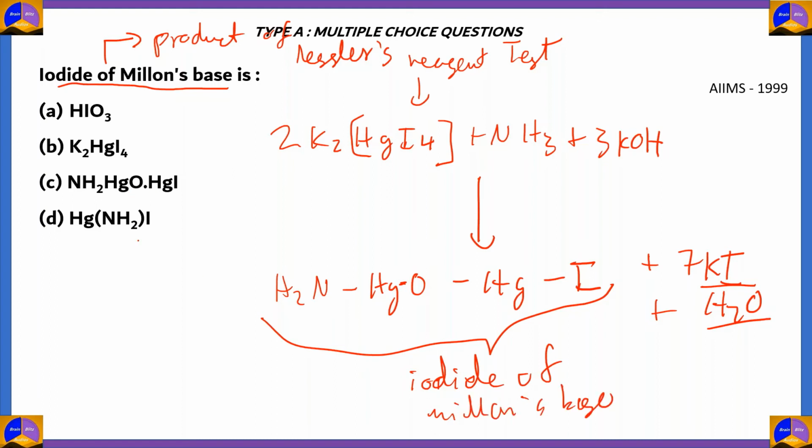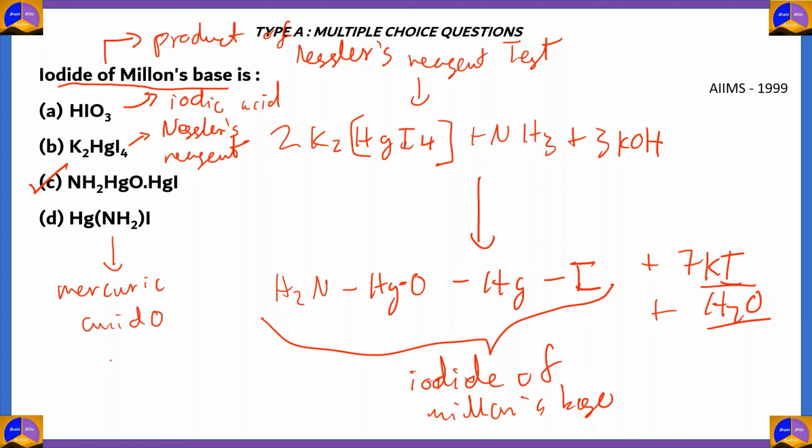So therefore, option C is the right option. Option B, K2HgI4, is the Nessler's reagent. HIO3 is known as iodic acid, and HgNH2I is mercuric amido iodide.